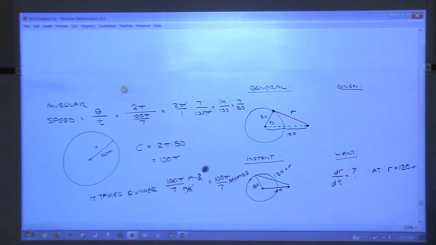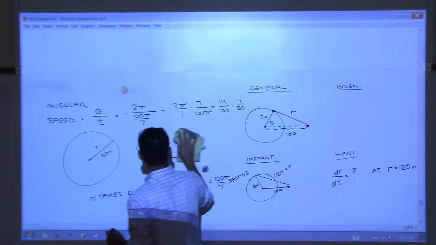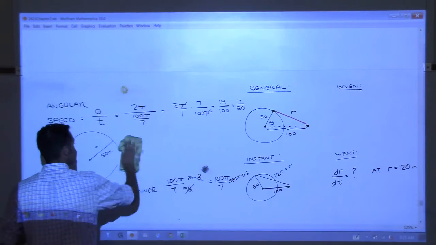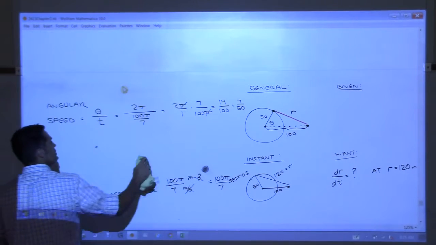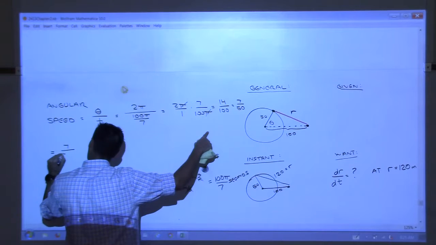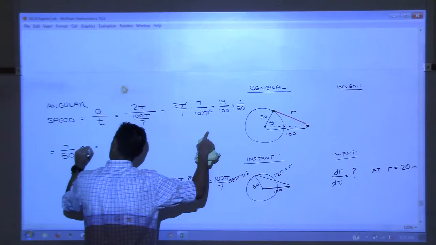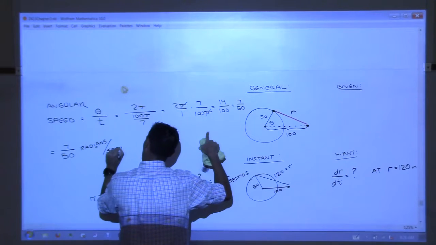Would there have been a measurement over there with either, that would have still been meters, right? No, it's an angular measurement, so it's radians. Okay? This is going to be radians per what? Per second. So the final result here is that we get 7 over 50 radians per second.